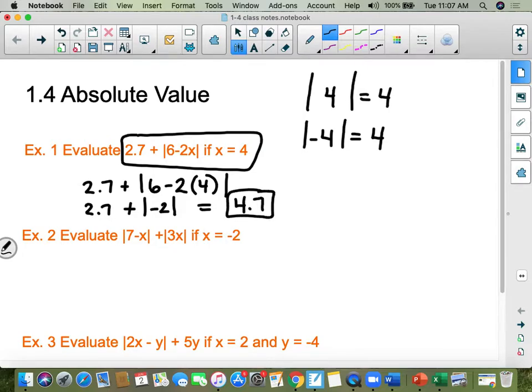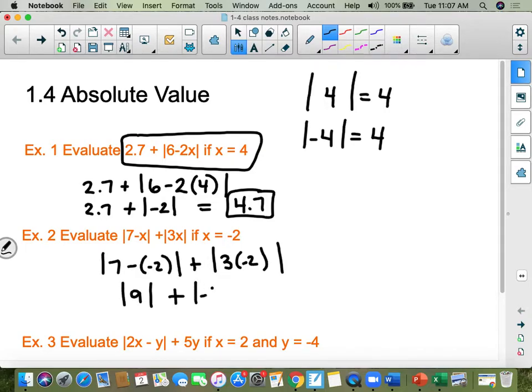So absolute value. This one, 7 minus a negative 2 plus absolute value 3 times a negative 2. And now just simplify this. You have the absolute value of 9 here plus the absolute value of a negative 6 here. The absolute value of 9 is 9, and the absolute value of a negative 6 is 6, so your final answer is 15.